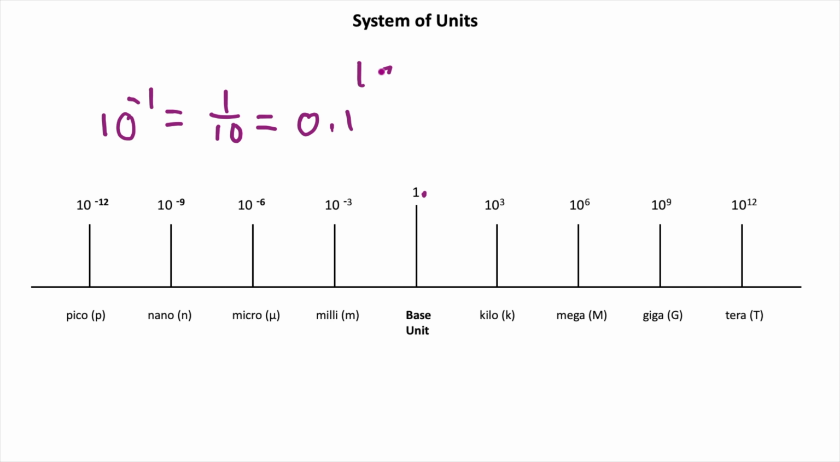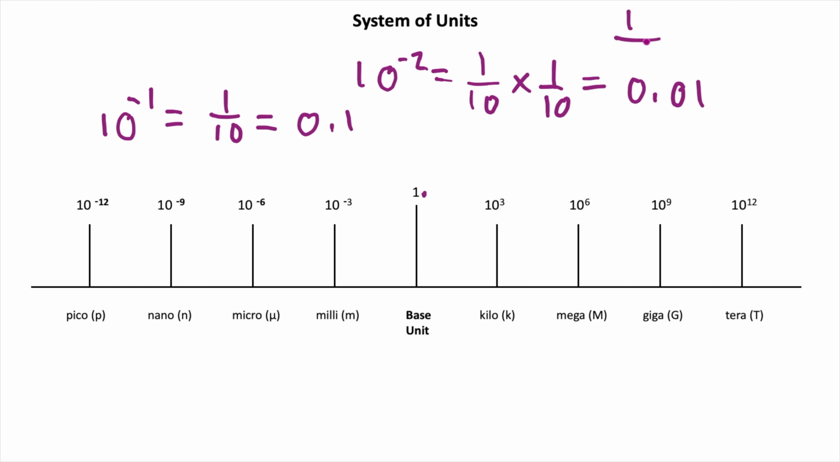Let's try 10 to the negative 2, which is saying 1 over 10 times 1 over 10, which is equal to 0.01. Because you're going to have 1 times 1, which equals 1, 10 times 10 is 100, and then 1 divided by 100 is going to be 0.01.